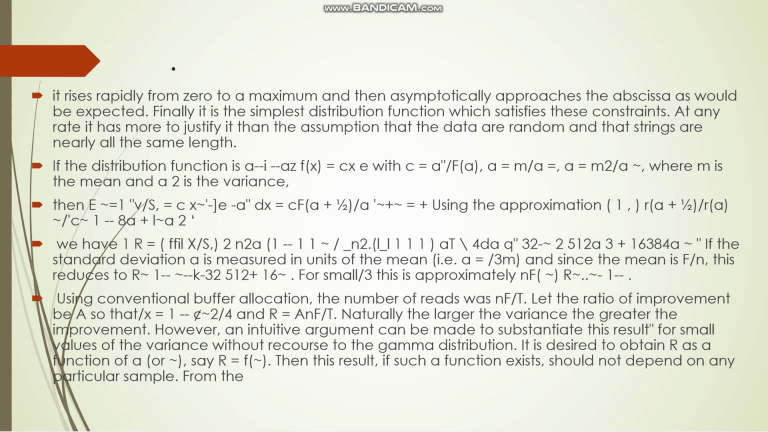Furthermore, it rises rapidly from zero to a maximum and then asymptotically approaches the abscissa, as would be expected. Finally, it is the simplest distribution function which satisfies these constraints. At any rate, it has more to justify it than the assumption that the data are random and the strings are nearly all the same length.